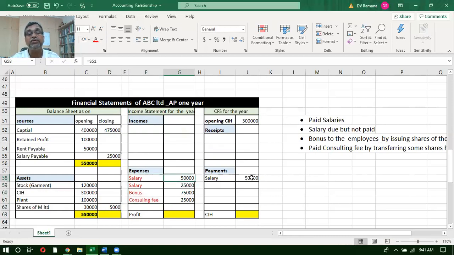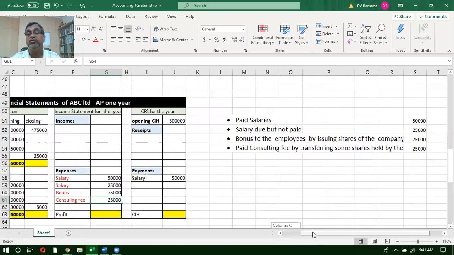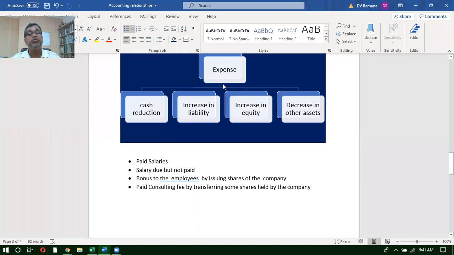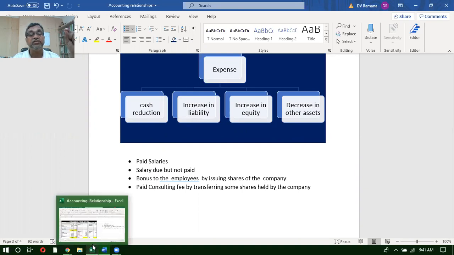This expense resulted in outflow of cash. This salary resulted in liability. This bonus resulted in increase in the capital, and the consulting fee is an expense that resulted in outflow of shares held by the company. So again, an expense may result in outflow of cash, or increase in liability, or increase in equity, or decrease in other assets, okay?